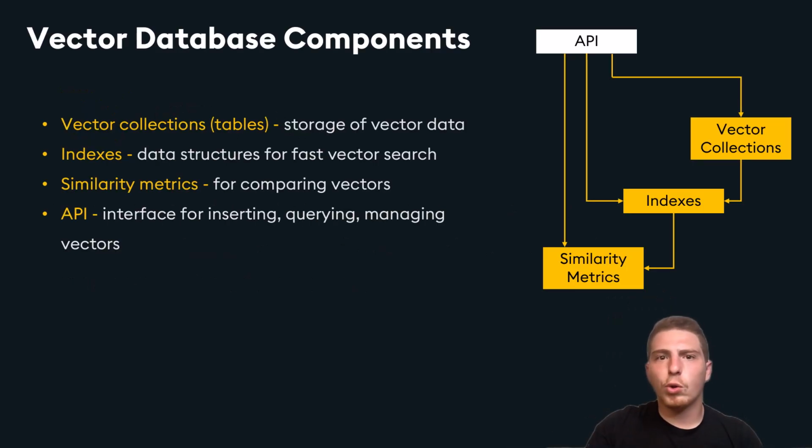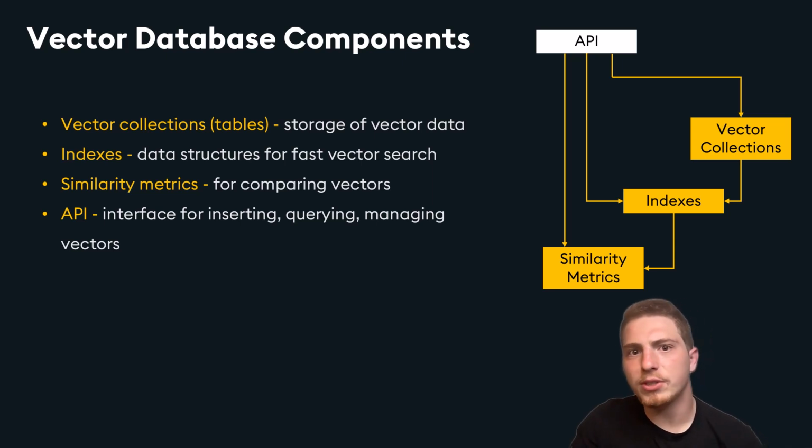Vector databases have the following components. They have vector collections or tables, which actually store your vector data and the associated metadata. You have your indexes. Indexes are data structures that sacrifice a little bit of accuracy but enable much faster vector search. An example is HNSW, or Hierarchical Navigable Small Worlds. Vector databases also have similarity metrics, which just compare vectors. Common choices for similarity metrics include dot product and cosine similarity.